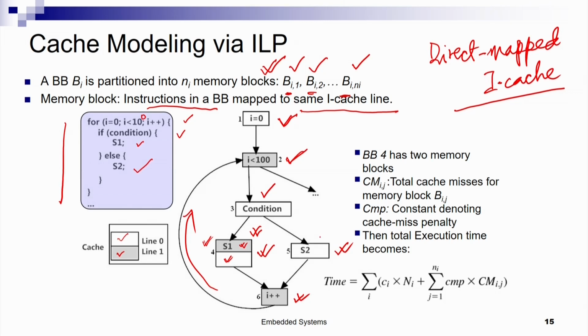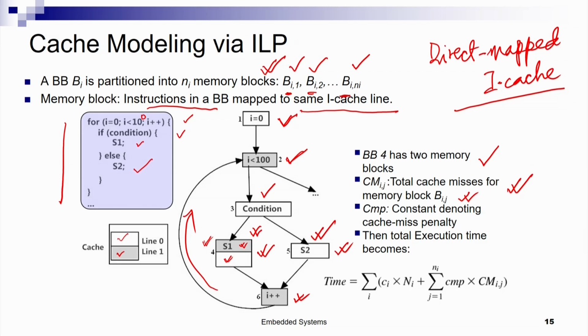Again, basic block 5 is mapped only to cache line 0, and basic block 6 is mapped only to cache line 1. So, we see here that basic block 4 has two memory blocks. Let CMij be the total cache misses for memory block Bij. For memory block Bij, CMij is the total number of cache misses.